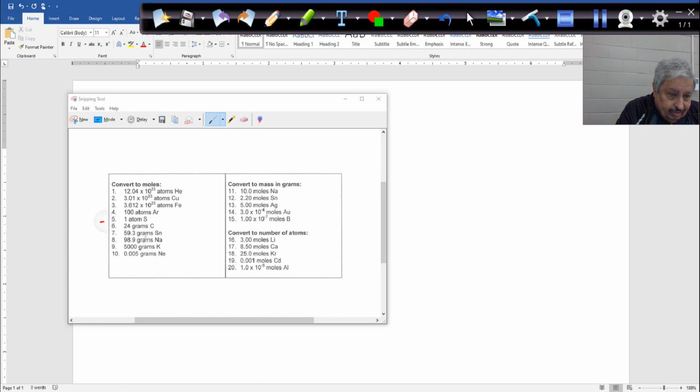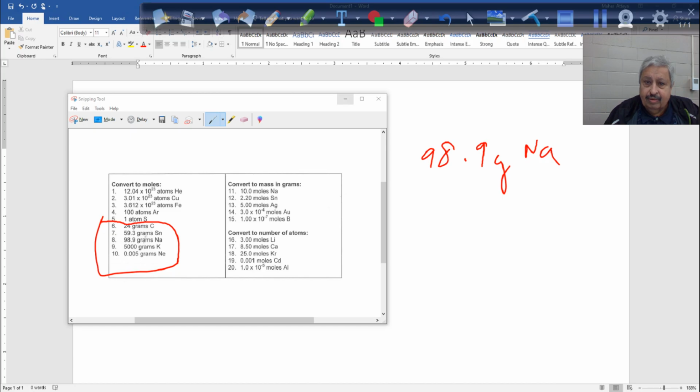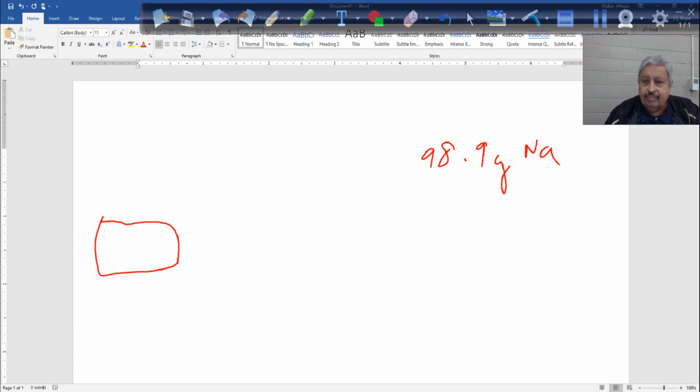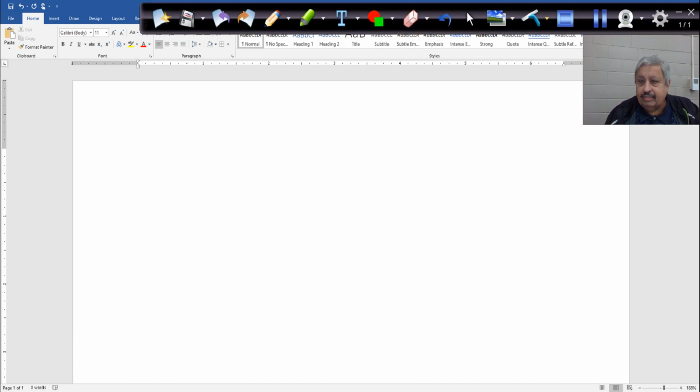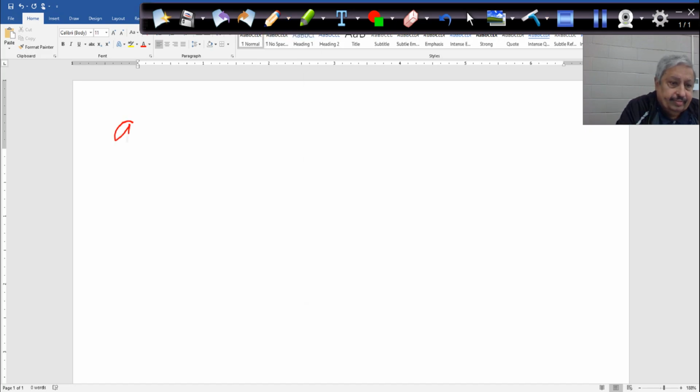One of those here, the masses. Which one do you like? Any preference? 8. Number 8 is 98. I'll write it here, 98 grams sodium. So let's minimize this and then 98.9. So take this one out and write it here, 98.9 grams of sodium.